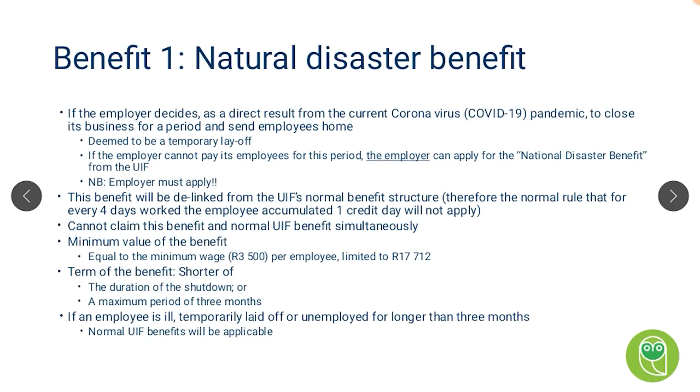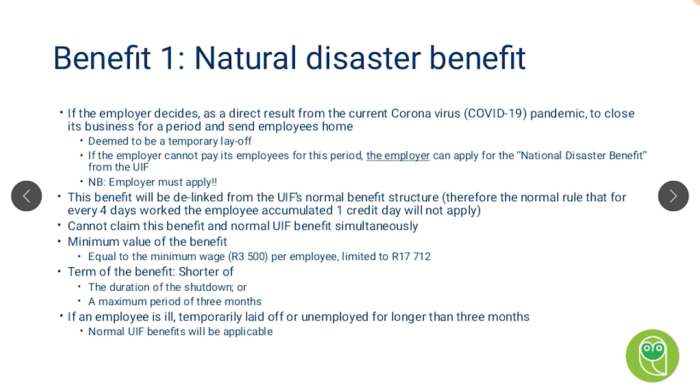So 2 benefits are now specifically provided for per this Government Gazette. The first benefit is a natural disaster benefit. Now, the natural disaster benefit basically provides for the circumstance where the employer decides as a result of corona to close down the business for a period and to send employees home. Now, that's deemed to be a temporary layoff. And if the employer cannot pay employees during the shutdown period, the employer can then apply for this natural disaster benefit from the UIF. Important to note, the employer should apply for this benefit.